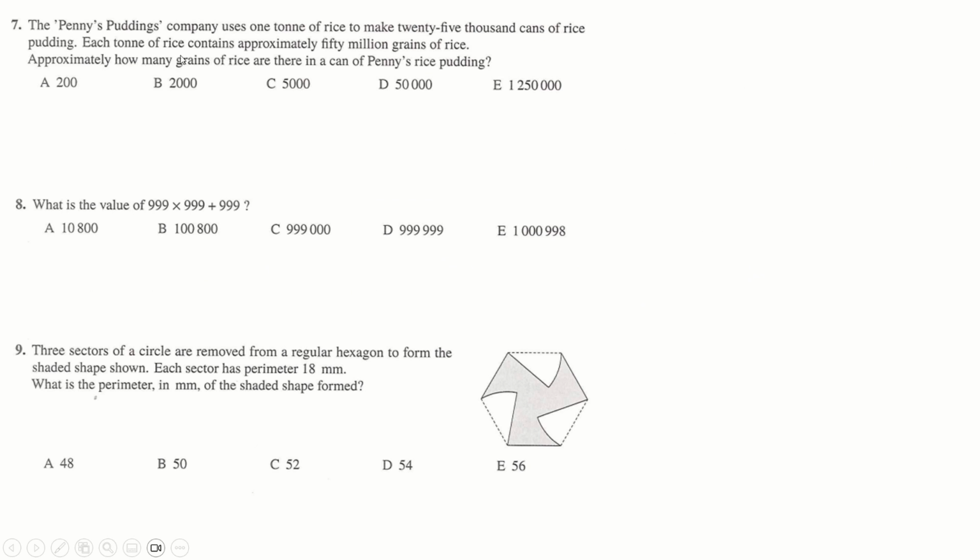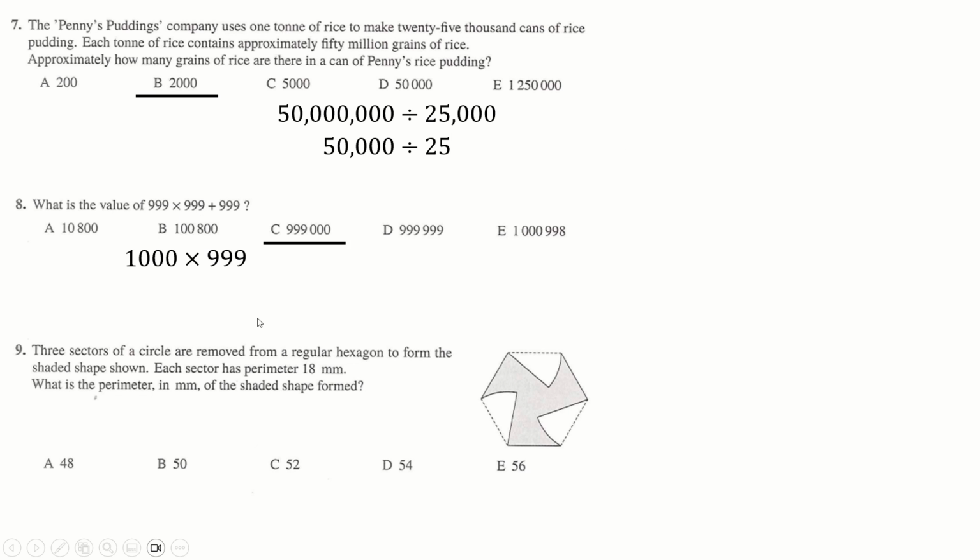25,000 cans of rice are made from 1 ton, and each ton contains this much. So all we have to do is 50 million divided by 25,000. You can cancel out the 3 zeros for each, and then it's just 50,000 divided by 25. 50 divided by 25 is 2. Add the zeros to get 2,000. 999 times 999 plus another copy of 999 is just 1,000 lots of 999, which is that.